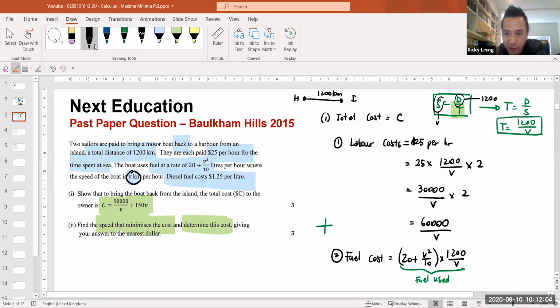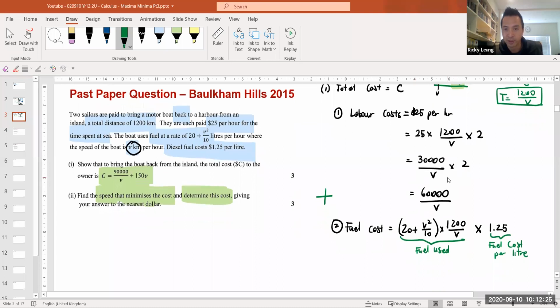And then I'm going to multiply this by, so that's how many liters of fuel is used, multiply that by 1.25, which is the fuel cost per liter. Does that make sense? So basically, I need to multiply that to get the total fuel cost.